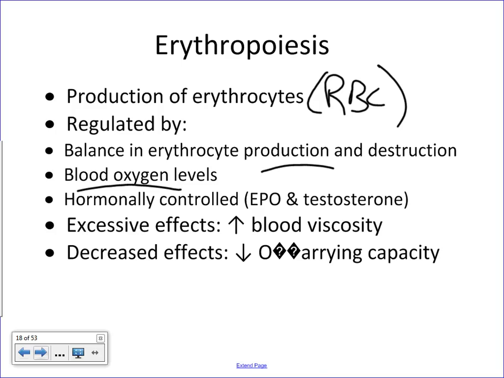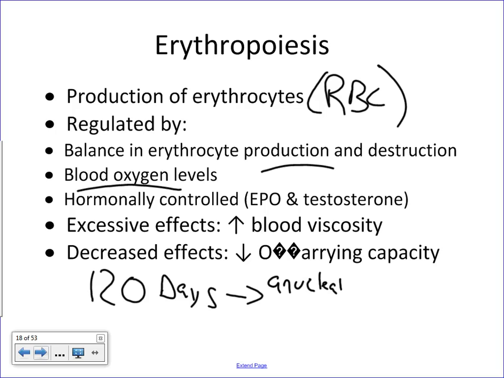Now remember, just a review, that red blood cells have an average lifespan of about 120 days. And remember your basic morphologic characteristics of a red blood cell: they don't have a nucleus, so they're enucleated. They don't have organelles. All they really have is a cytoskeleton.